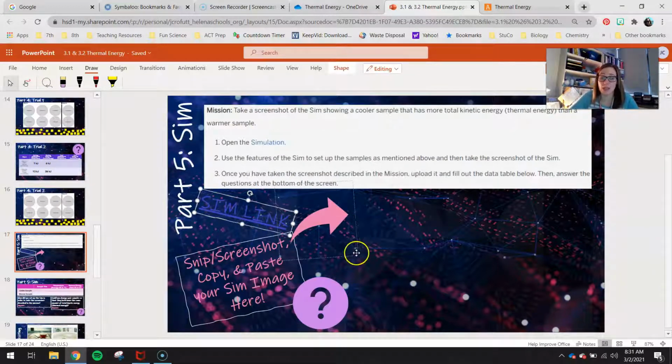So on this side, you guys notice that there's not really a question to answer, but there is a big question mark. Okay, that's because you need to snip and or screenshot, copy and paste your image of your setup here from your simulation. Okay, at this point, you guys should all know how to do that. If you guys have something other than a Chromebook, you guys can search for your snipping tool, click, drag, and then copy and paste your image here.